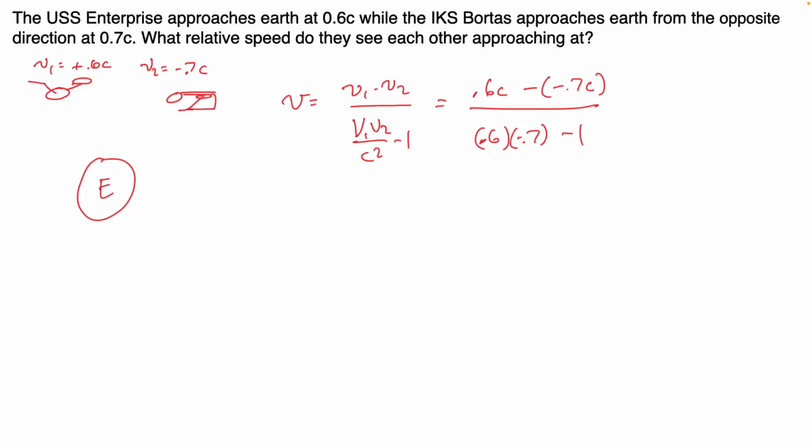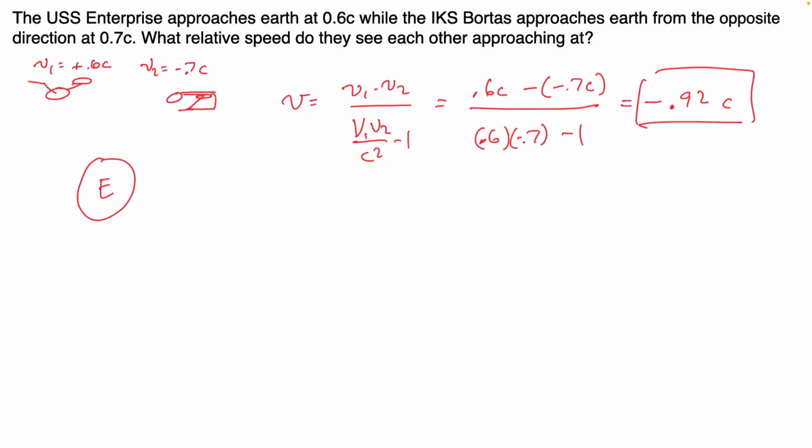What happened to the C squared down there? It cancels out, doesn't it? Okay, so when I do all that, I get negative 0.92C. Not, what would that be, 1.3C? Right, the classical version would be 1.3C, but we can't go faster than the speed of light. And the relativistic version corrects for that, and we get 0.92. But there's a negative sign on it. So negative because of the math, but what does the negative sign mean?